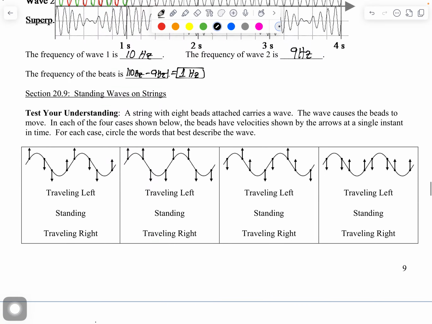So this is more like what your gut tells you. Go ahead and pause the video and see if you can figure out these 4 scenarios. Is the wave traveling left, right, or is it standing in place?